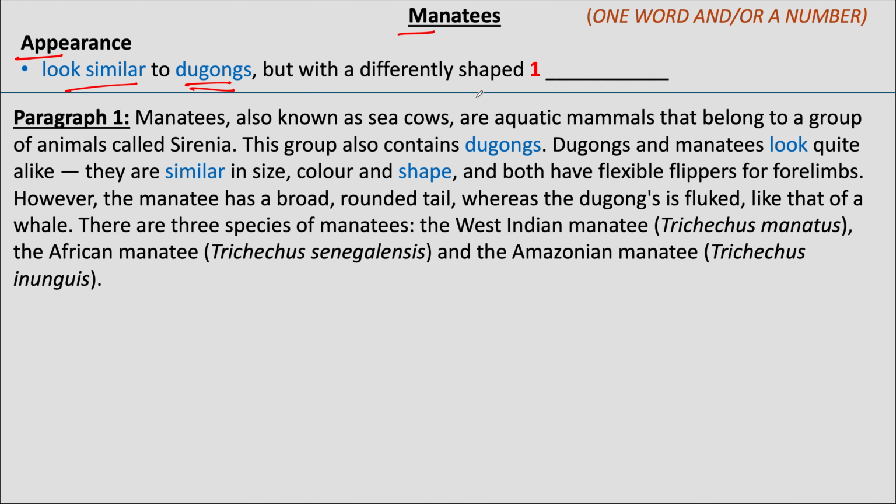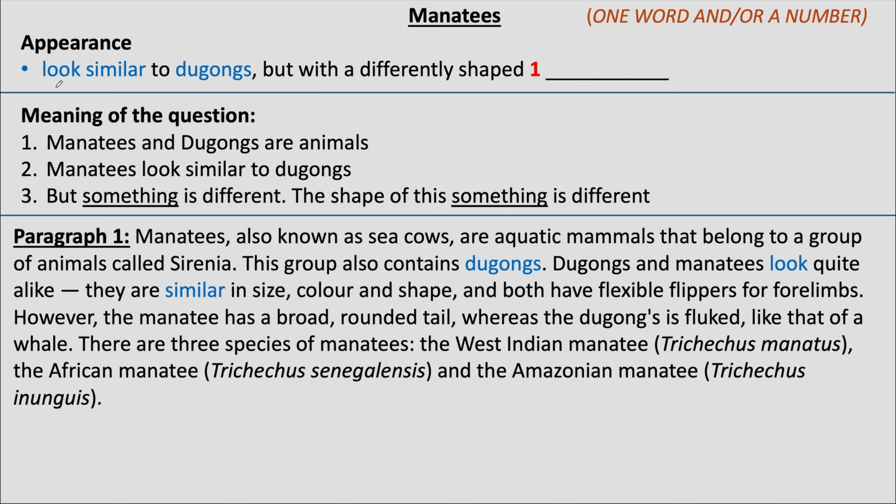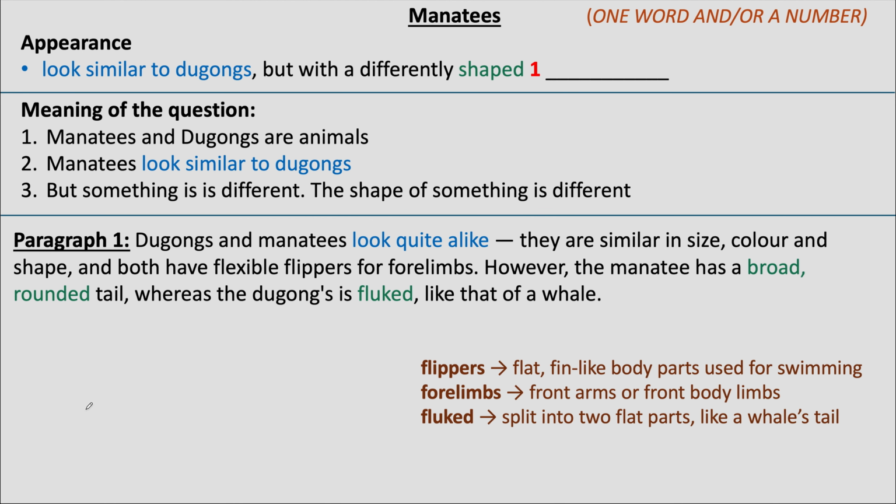Dugongs and other words from the question appear in paragraph 1. The question says manatees and dugongs look similar, but something is different. The shape of this something is different. So we have to find what is not the same between dugongs and manatees because the shape is different. In the paragraph, we ignore the first sentences about animals and groups and the last sentence about species. We focus on the part that compares manatees and dugongs.